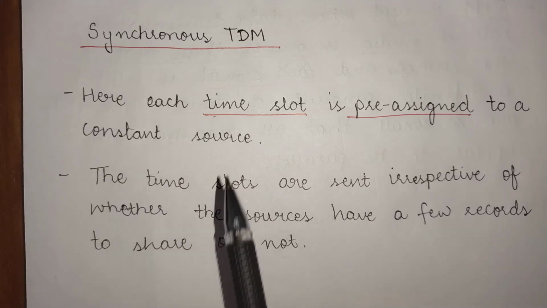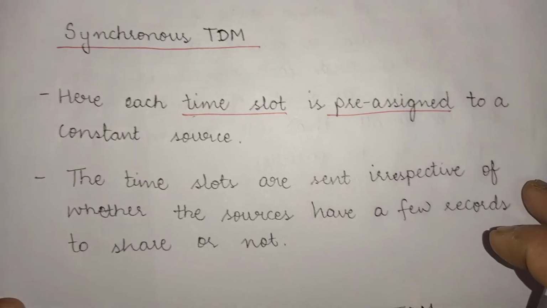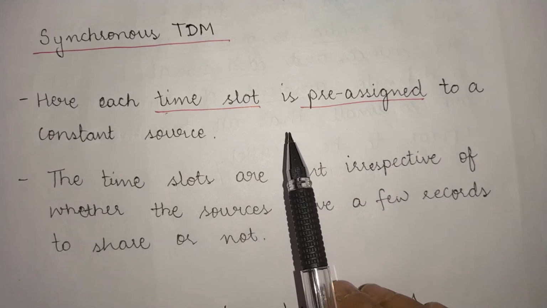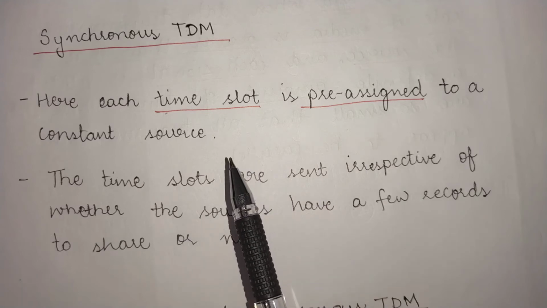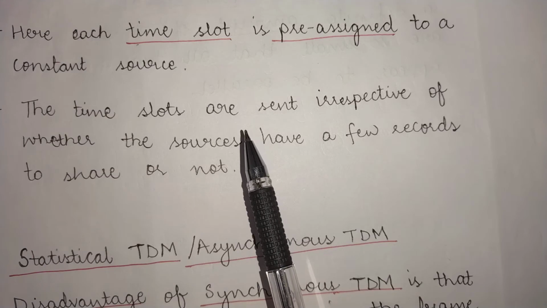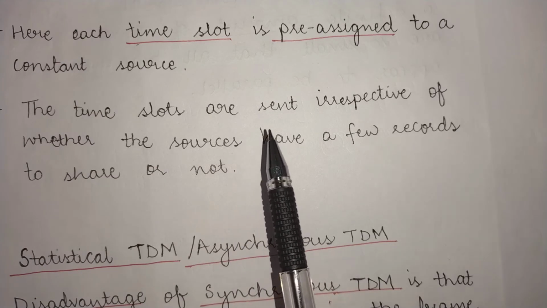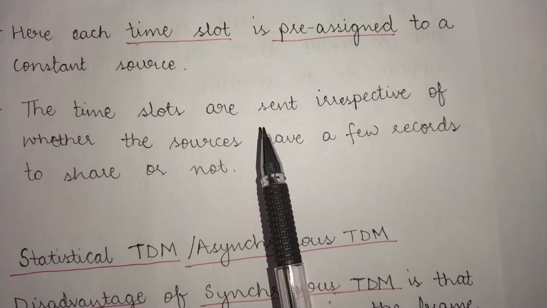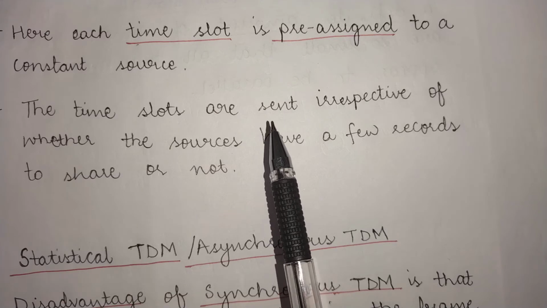Basically, in synchronous time division multiplexing, the time slots are given in a synchronous manner. That means time slots are pre-assigned, or assigned in advance, to the senders, right? So if these time slots are pre-assigned to the senders, that means irrespective of whether the sender has something to send or not, these time slots will be allotted to the senders.